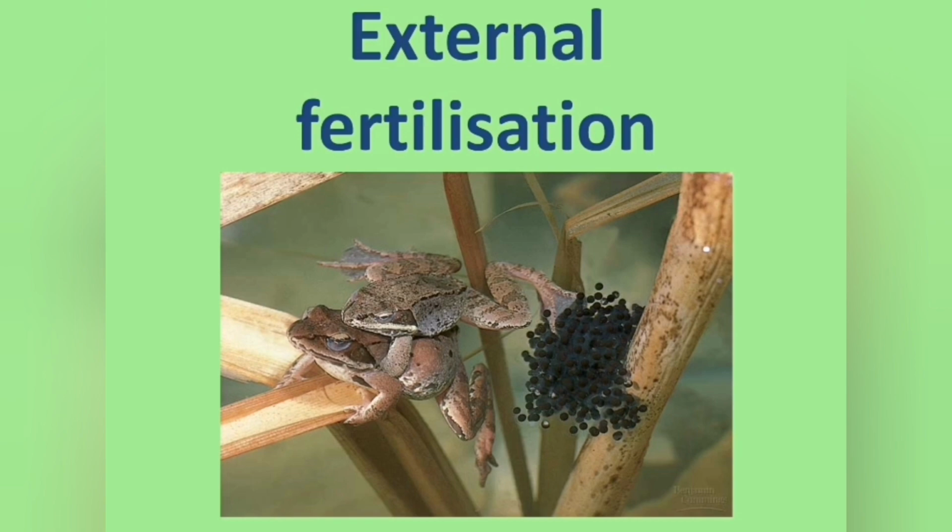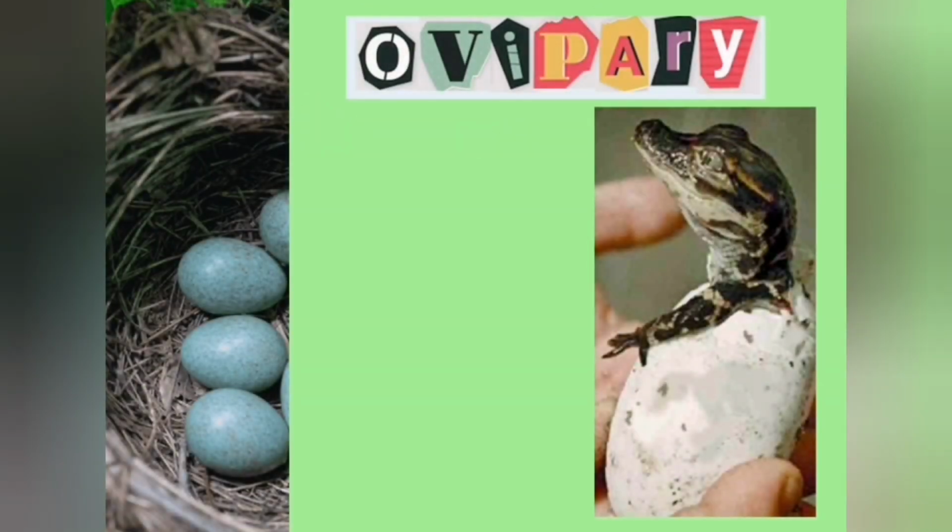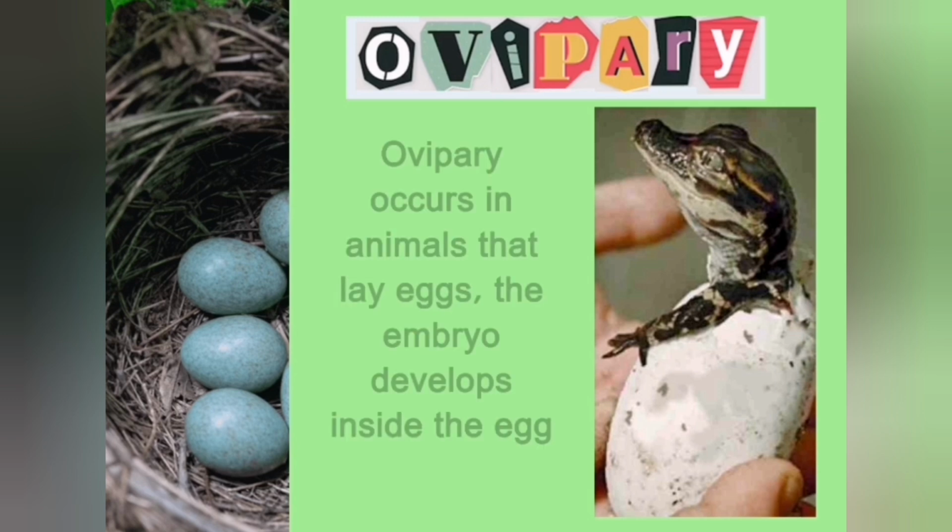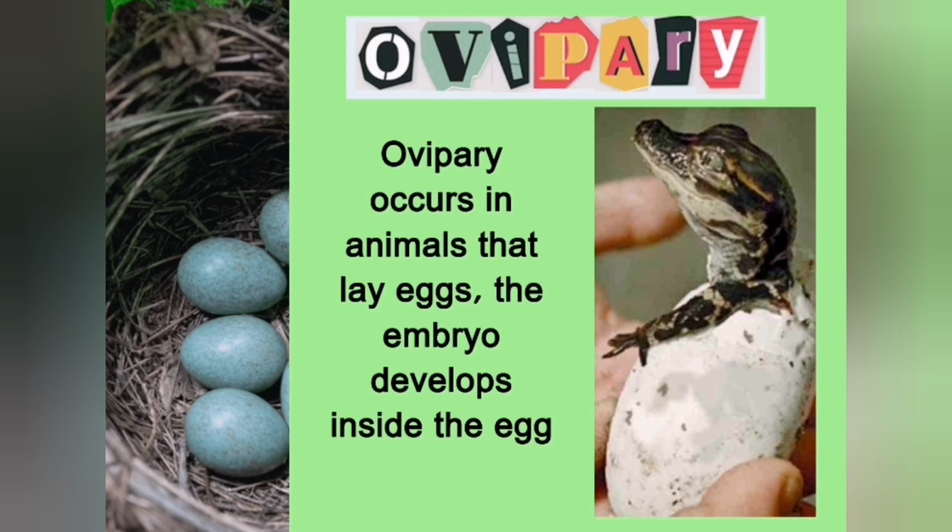So internal fertilization is a way better strategy. Now, when animals form eggs, we also find different eggs. The first type we are looking at is what we call ovipary. When animals are oviparous, it means that they literally lay eggs and the embryo develops inside the egg, like with a bird. And on the right-hand side here we see a frog.